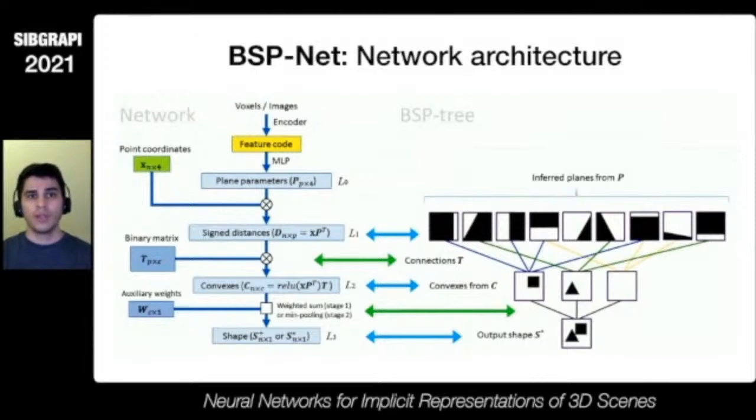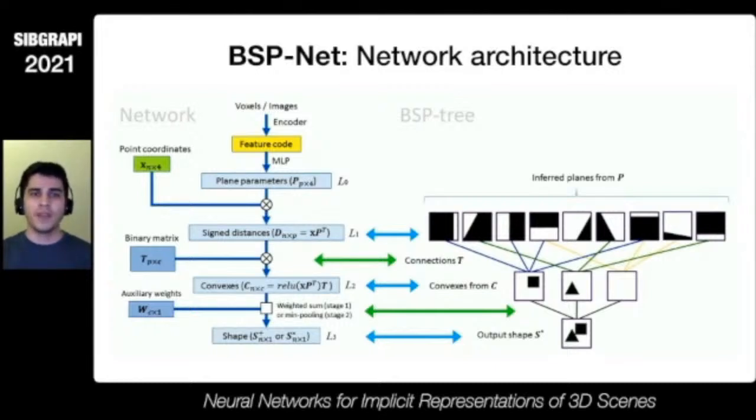We show how the CSG tree is represented in a single network. This is the BSP-Net architecture. Given a voxel model or an image, BSP-Net uses an encoder to create a feature code. Then a decoder, which is a multilayer perceptron, maps the feature code to the plane parameters, which are the leaf nodes of the CSG tree.